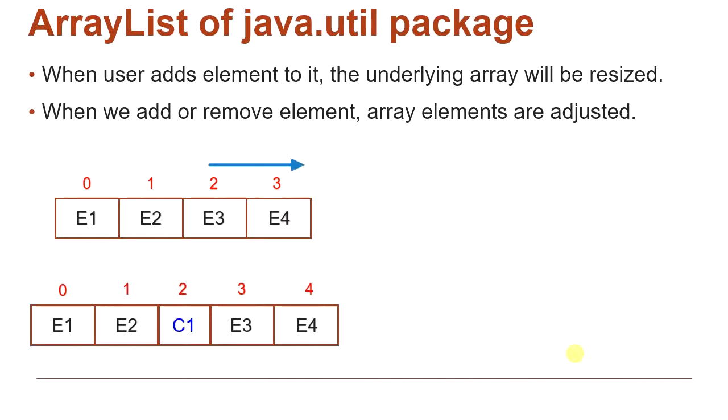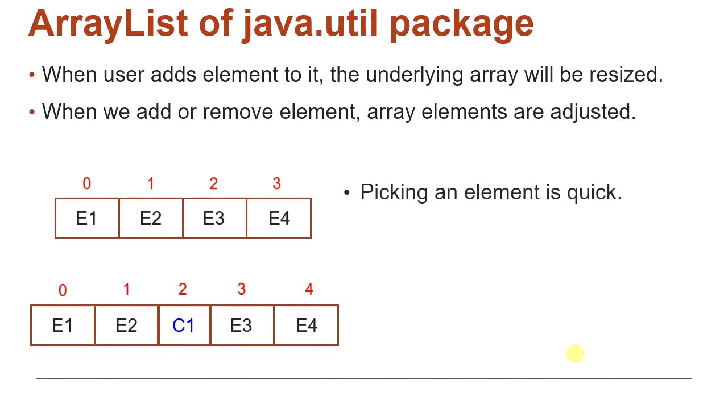That's a copy operation. After that, a new element C1 is created. After this, the array looks continuous. The C1 element is at index location 2. E3 is at the new index location 3; previously it was at index location 2. The same goes for E4. The previous index location was 3, and now it is at 4.